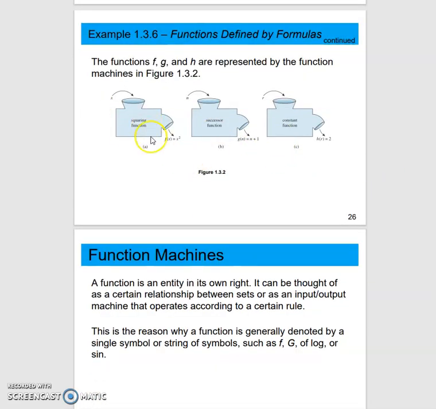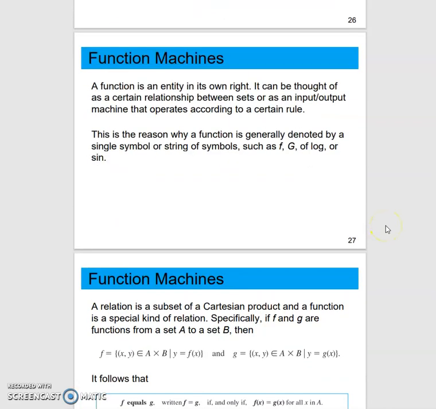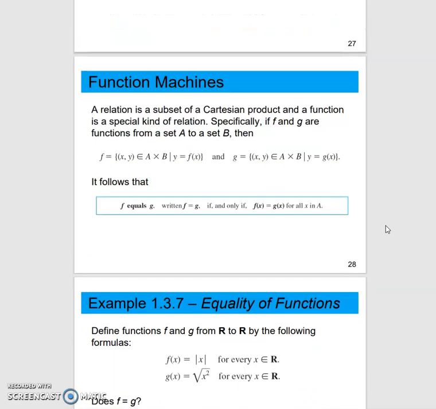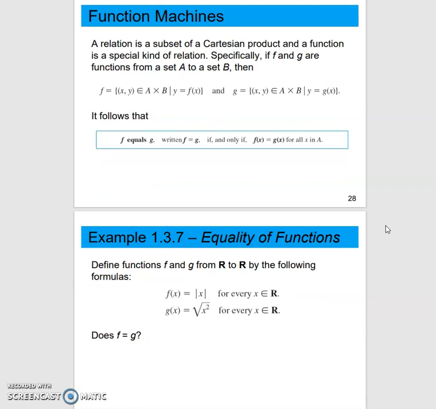And here are the squaring function, successor function, and constant function with those pictures of functions with them. Again, we've got lots of functions. There's lots of ways we can describe them. Let's look at this: a relation is a subset of a Cartesian product, and a function is a special kind of relation. So again, every function is a relation.